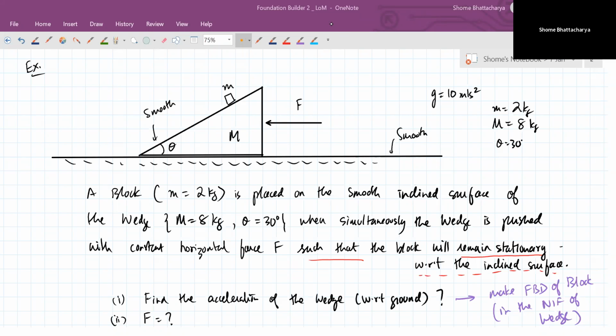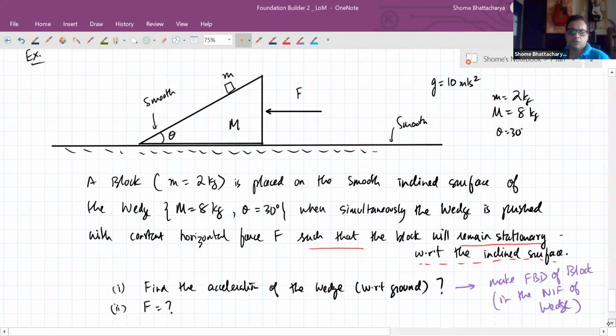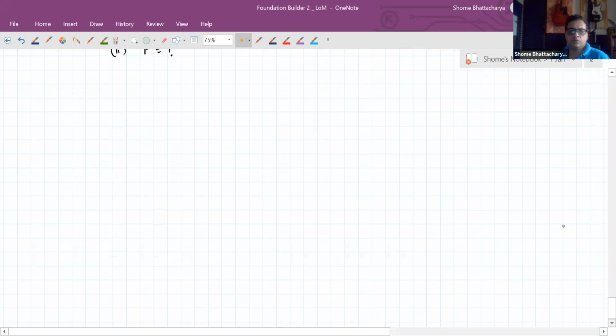Okay, so let's try to understand how this is possible, that in spite of the surface being smooth, intuitively we are understanding that if its acceleration is fast enough, this block will have a tendency to remain pinned on that surface and will not slide. So how that is happening in terms of forces, how we can explain that phenomenon on the basis of Newton's laws of motion. Let's try to understand that first.